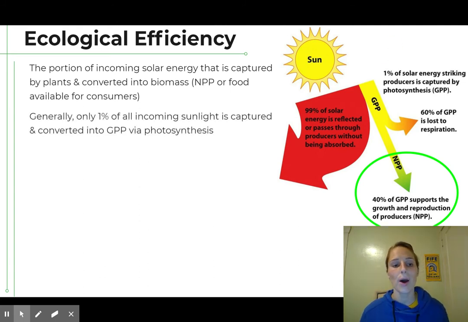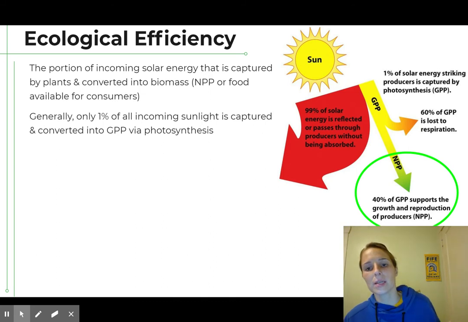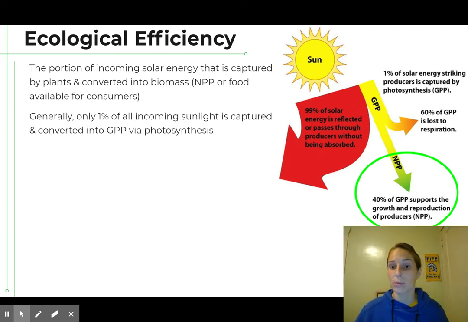Now, generally, only about 1% of all incoming sunlight is captured and converted into your gross primary productivity via photosynthesis, which is crazy. You think of all of the plants here on planet Earth, and only about 1% of the sun's solar energy is being used by those plants. That just blows my mind a little bit. Anyway, if you look at this diagram here, 99% of the sun's energy is being reflected. It passes off, it doesn't get absorbed, and 1% of that is hitting the producers and being captured by photosynthesis.